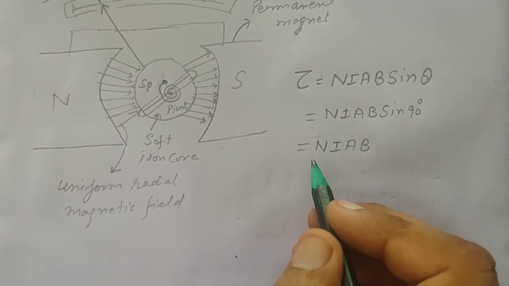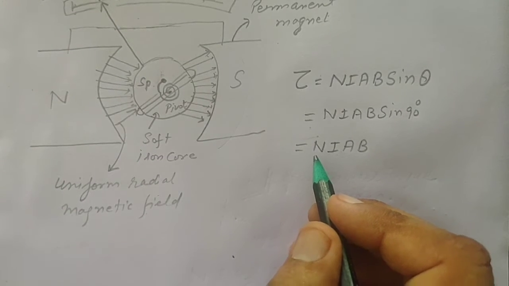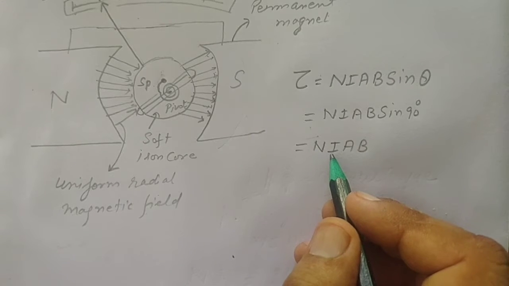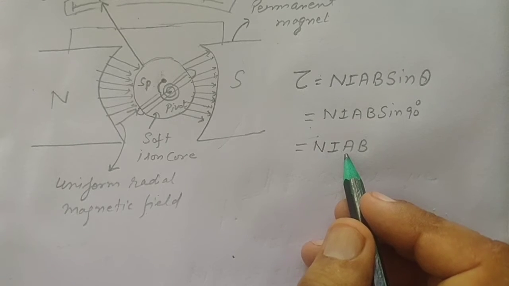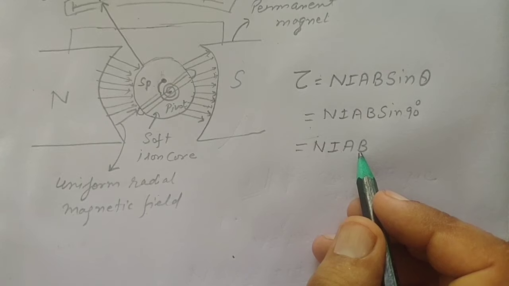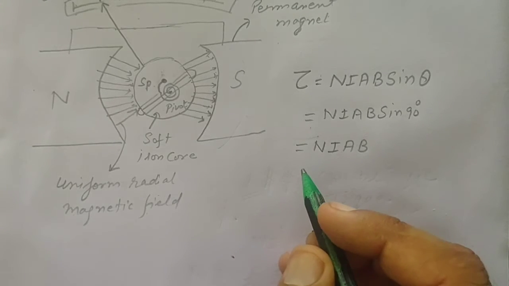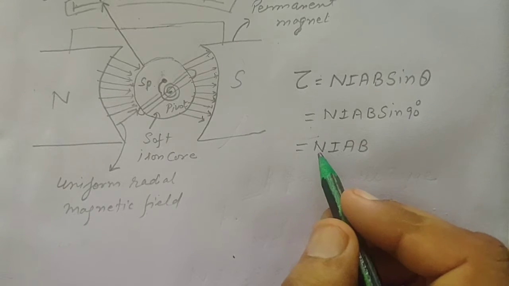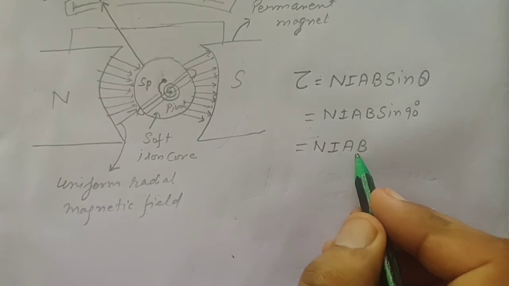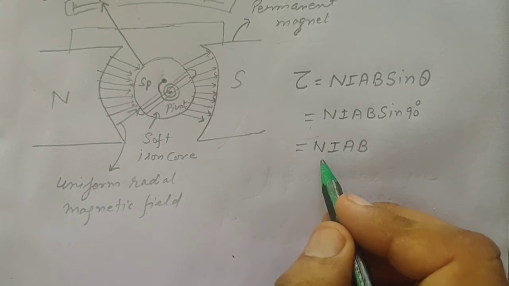N is the number of turns in the coil, I is the current flowing in the coil, A is the area of the coil, and B is the magnetic field strength of the permanent magnet. The magnetic torque NIAB tends to rotate the coil.